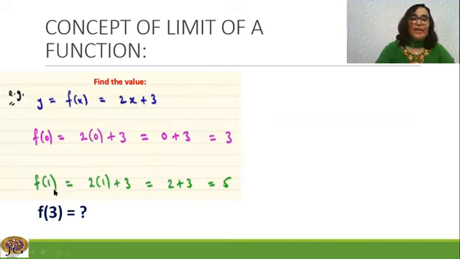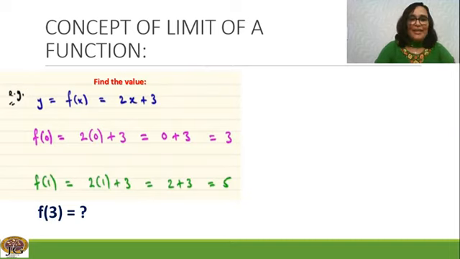So clear? f(1), what did I do? In the place of this x, I substituted 1. So 2 multiplied by 1 is 2, plus 3. 2 plus 3 gives me an answer of 5. Easy, right? You remember, right? You have done functions before. In Gujarati, you used to call it vidheya.